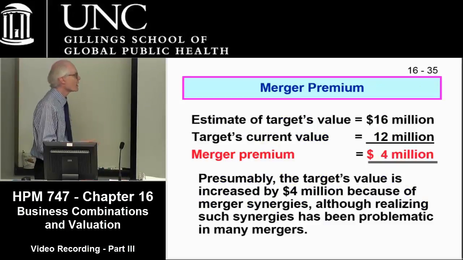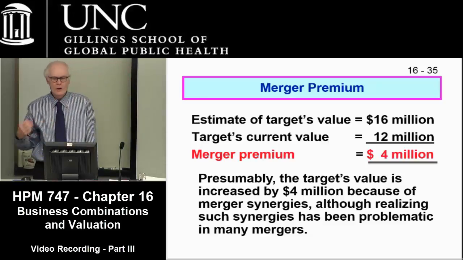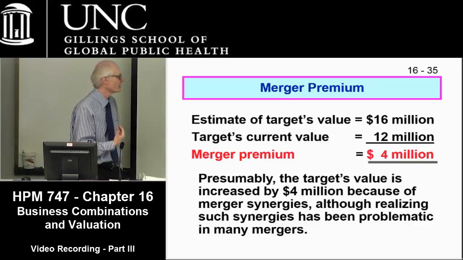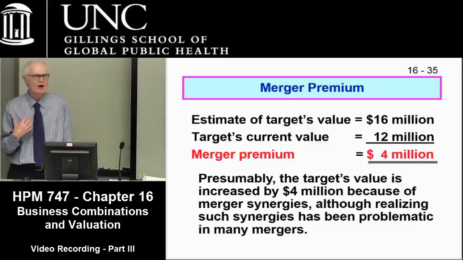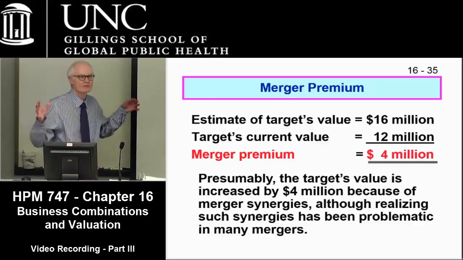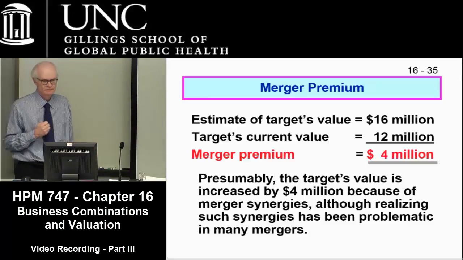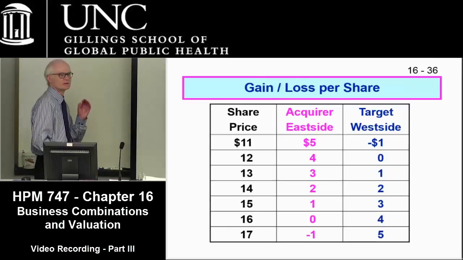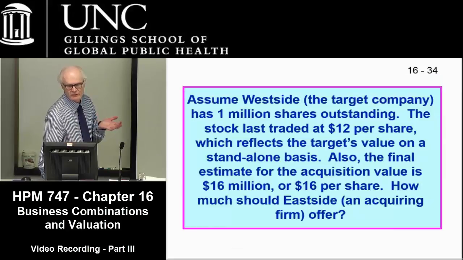So what does that mean? Well, the target is currently selling for $12 million. We think it's worth $16 million. So there's a $4 million premium here. In other words, if we could acquire it for $12 million, then we estimate the value of both firms would go up by $4 million. But the share is trading for 12. We think it's worth 16.